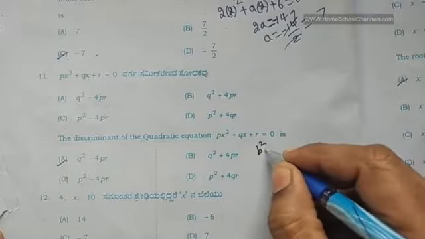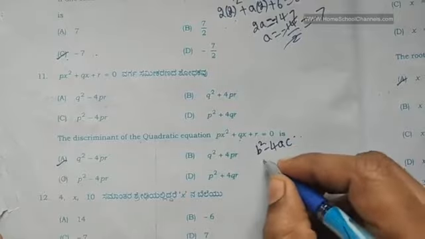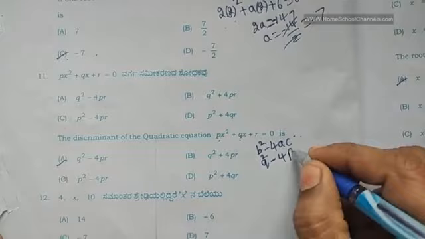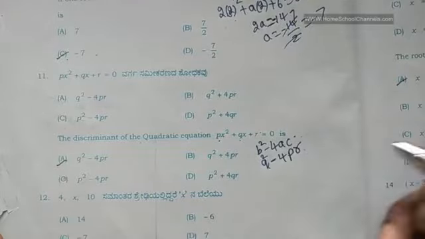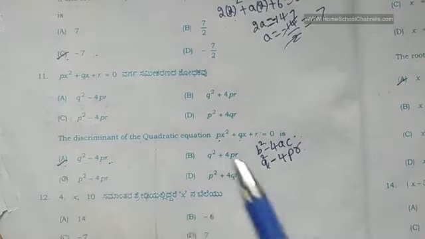Discriminant, we remember, is b square minus 4ac. So b value is q, square minus 4 into a value is p, c value is r. Q square minus 4pr. Check the option. Option A, q square minus 4pr is the right answer.